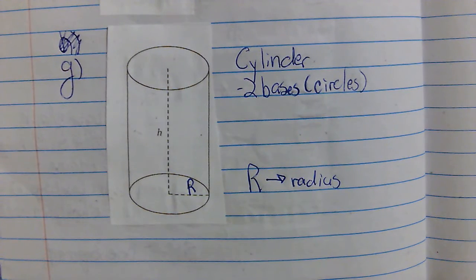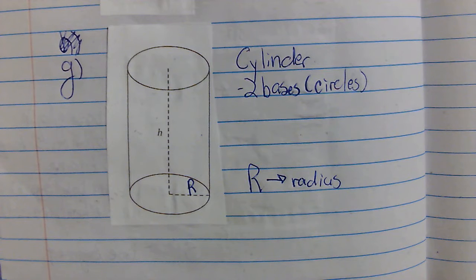Okay, so that's all it's asking you to do in the homework. So when you see that, don't get freaked out. Just name what part of the shape these letters represent.